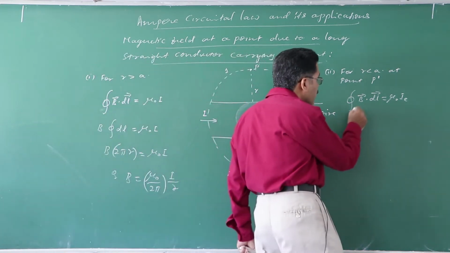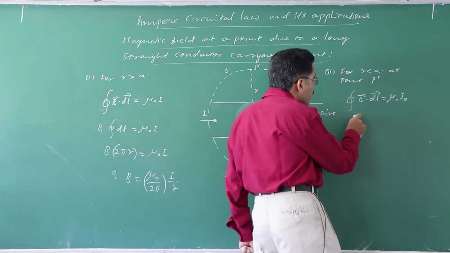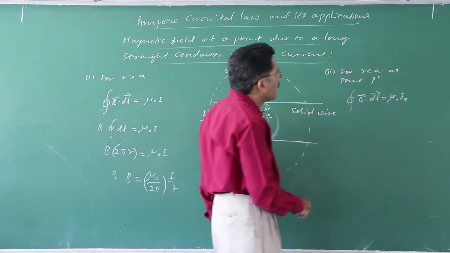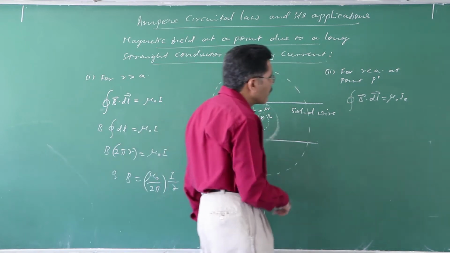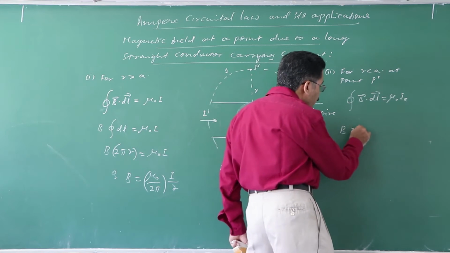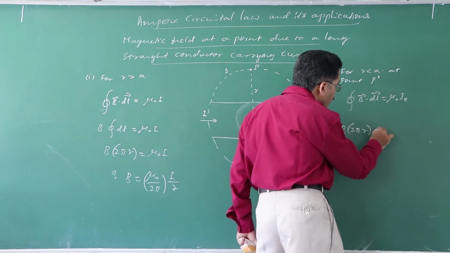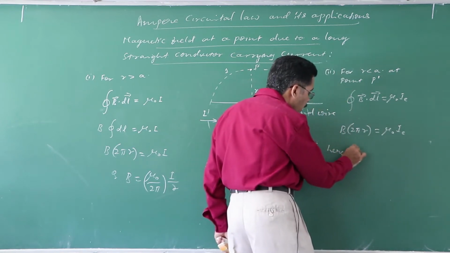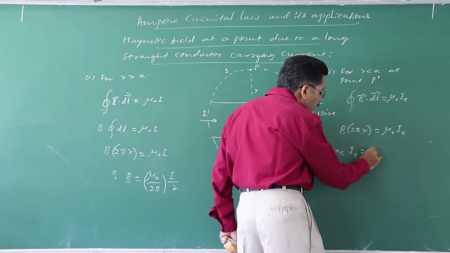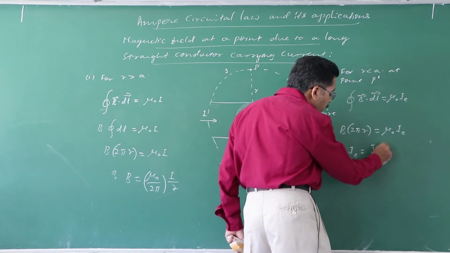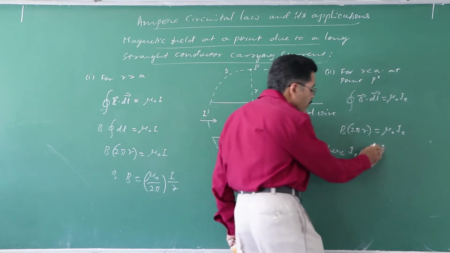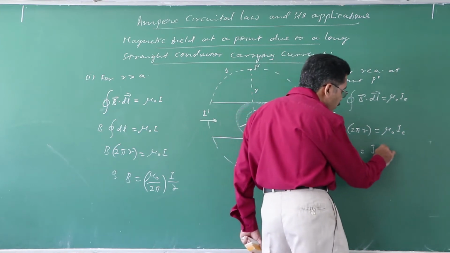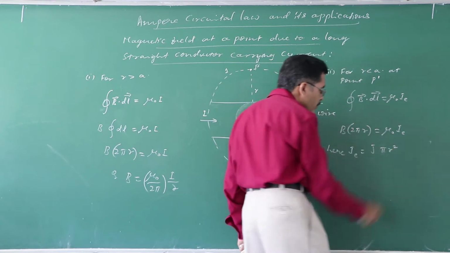If I take this as R1, let it be r, no problem. B into 2 pi r is equal to mu naught into I enclosed. Here, I enclosed is the current density multiplied by the area, pi r square.